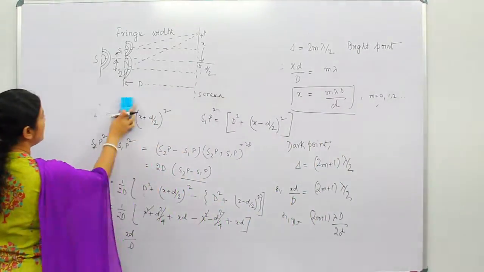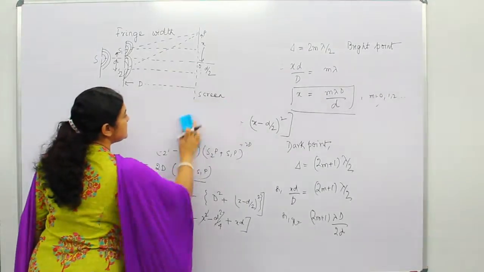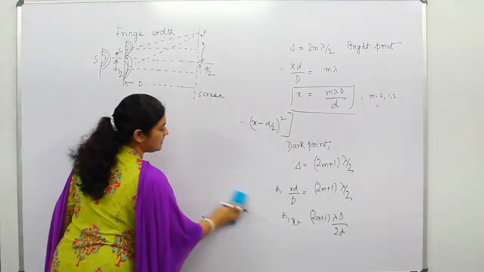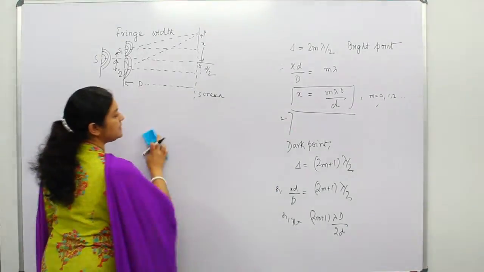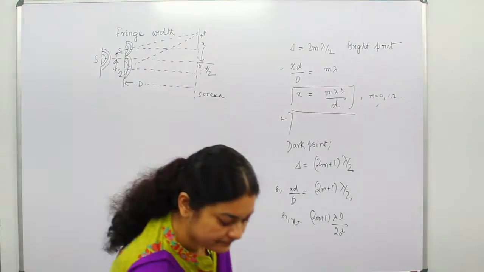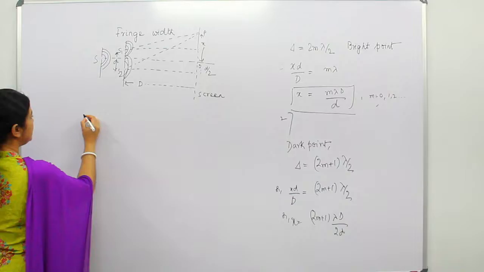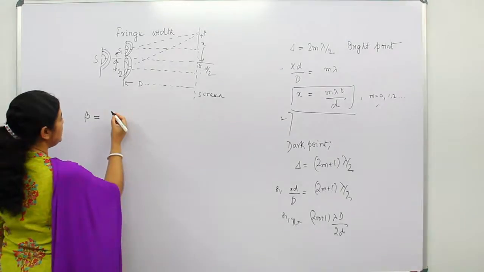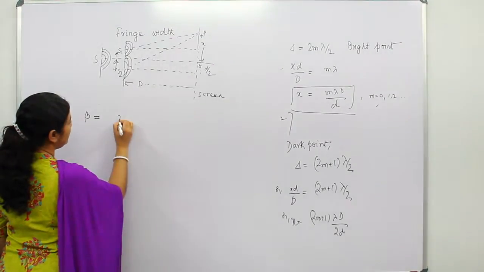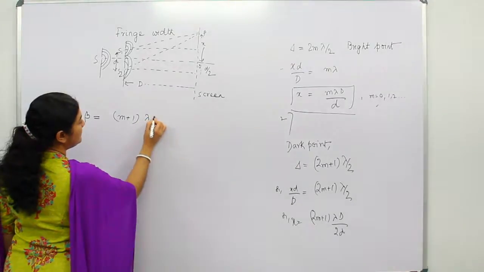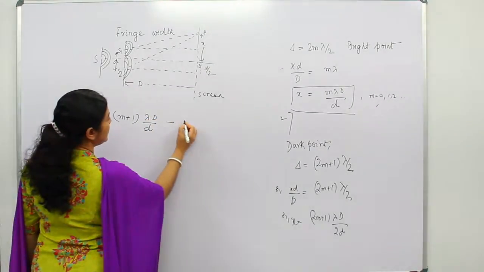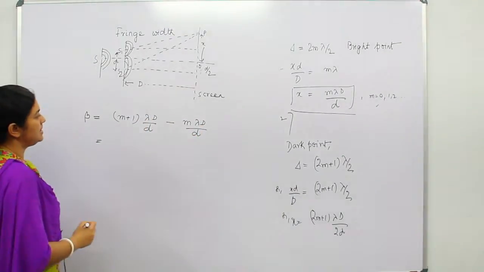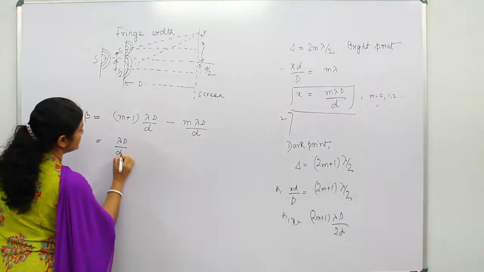Fringe width is obtained by the distance between two consecutive dark or consecutive bright bands. That is represented by beta. So beta for bright points will be m plus 1 lambda D by small d minus m lambda D by small d. This is equal to lambda D by small d.